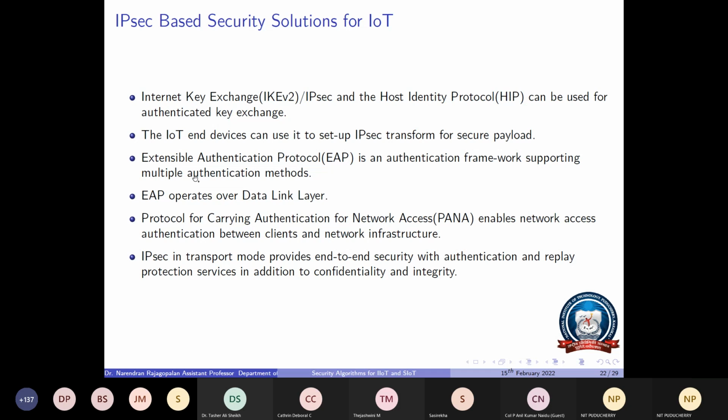There is also the extensible authentication protocol, which encapsulates multiple authentication methods. So based upon specific use cases and scenarios, you can pull out any one of the authentication methods and use it. So EAP provides you with a suite of authentication methods. EAP normally operates at the data link layer. There is another protocol called protocol for carrying authentication for network access, called PANA, which enables network access authentication between the clients and network infrastructure.